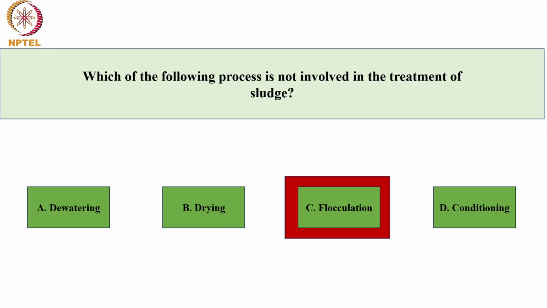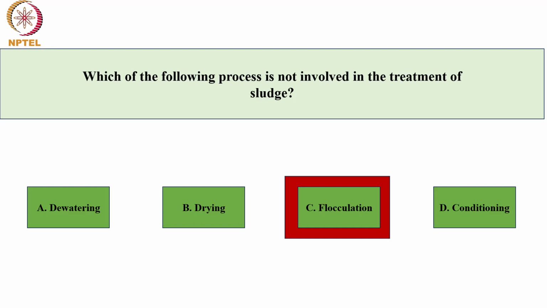See, dewatering you can do just by removing the water. Drying also you can do. Conditioning means you will add some chemicals, like lime or something. Before the dewatering stage, before the formation of the sludge or the settling of the sludge, the stage which happens is flocculation. So that's why I chose flocculation.